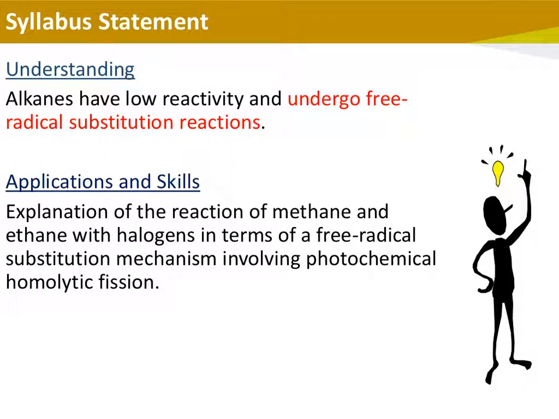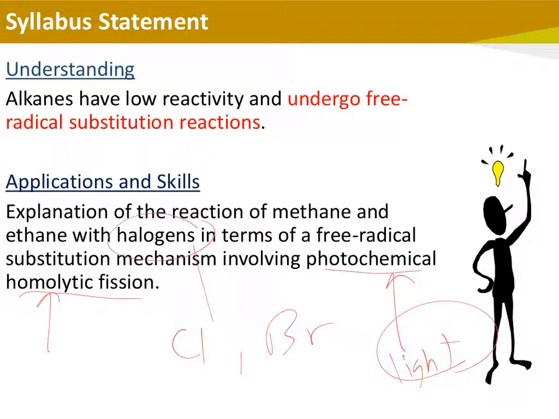Now basically the rest of our video today will be about free radical substitution reactions, and then this application skill, which is explanation of the reaction of methane and ethane with halogens. And the halogens will mostly be chlorine and bromine, in terms of a free radical substitution mechanism involving photochemical homolytic fission. Photochemical means there's light present. Homolytic fission we will talk about in a specific example coming up in the next couple slides.